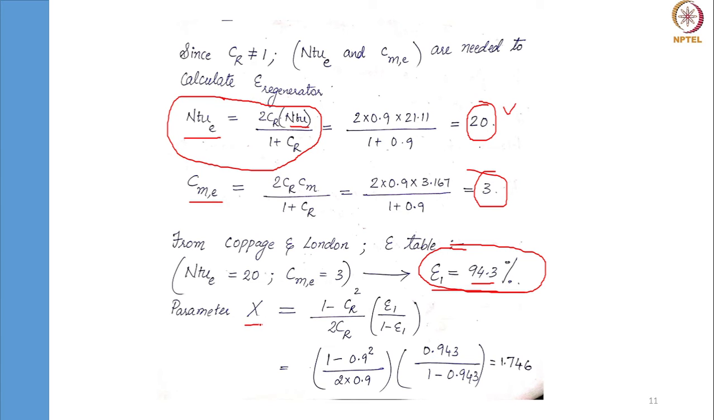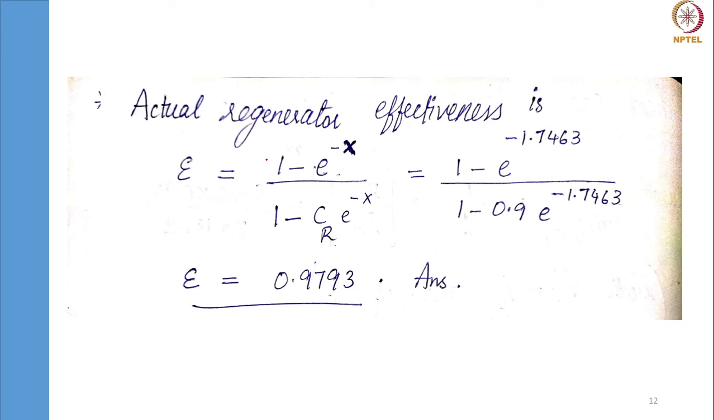So I need to find a parameter x, which is defined in the fashion shown on my screen: 1 minus Cr squared by 2 times Cr into epsilon 1 by 1 minus epsilon 1. So I end up with a value of x being 1.746. To find the actual regenerator effectiveness, I use x and Cr values to find the actual regenerator effectiveness as 97.93 percent or 0.979. Any questions?